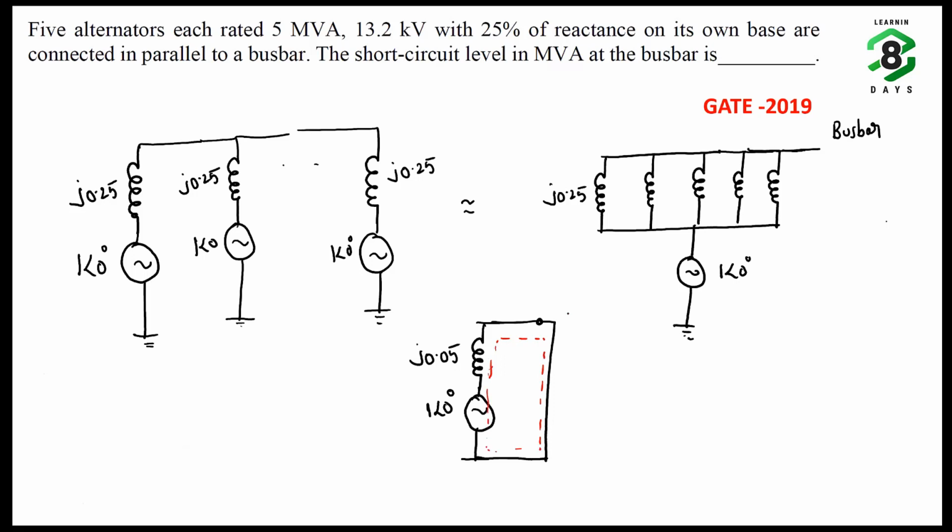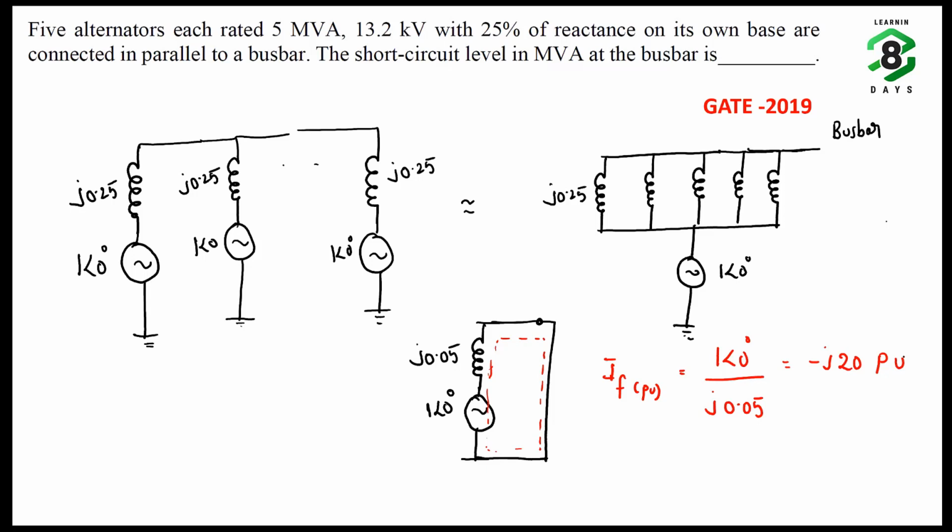Understand? So the per unit fault current will become 1 at an angle 0 divided by j0.05. If you only consider the magnitude, or if you directly write it, it becomes minus j20 per unit. So this is the per unit fault current.